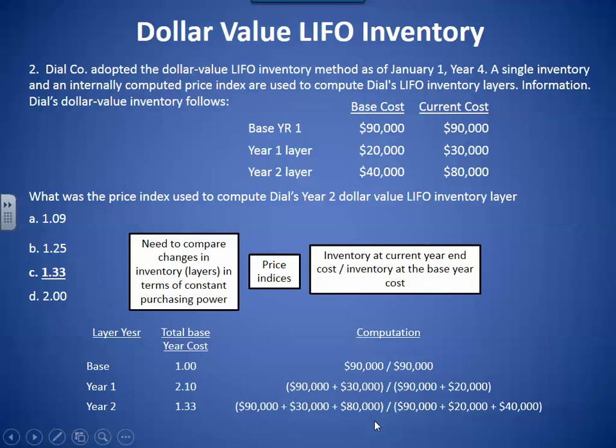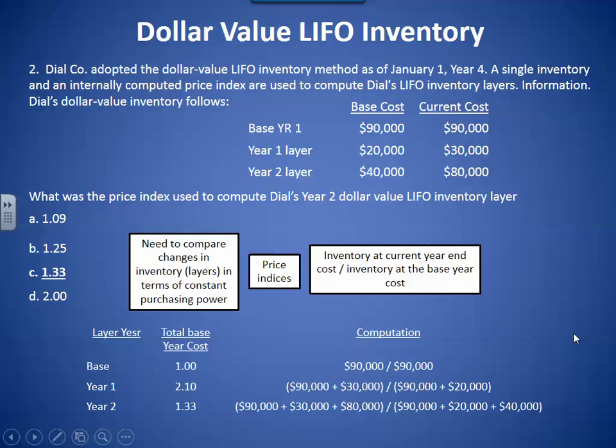We're going to divide that by the $90,000 base cost. We don't have to convert that because that's our base year. But then our year 1 cost, which is converted from the $30,000 now to the $20,000, we add the $20,000 in, and then we take our year 2 layer cost, which we convert back to our base cost of $40,000. So we do the division and it comes out to 1.33. And that's the answer for 2.